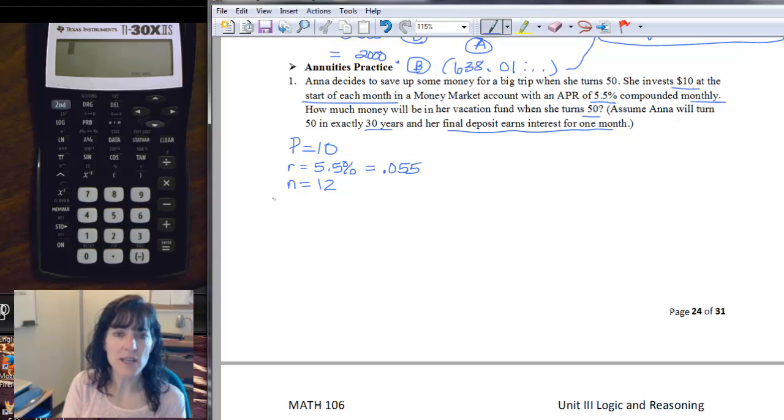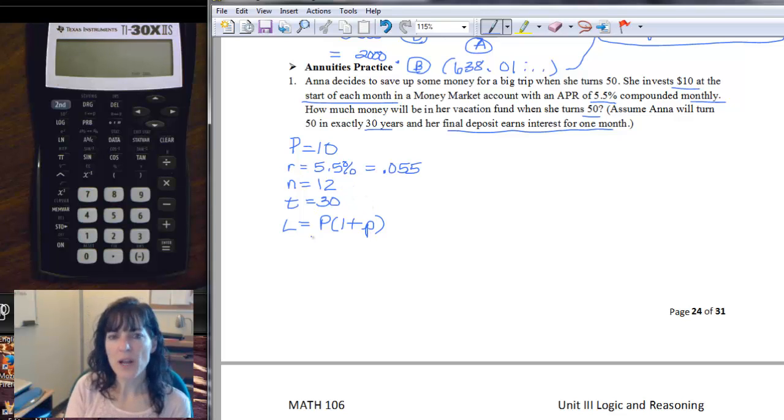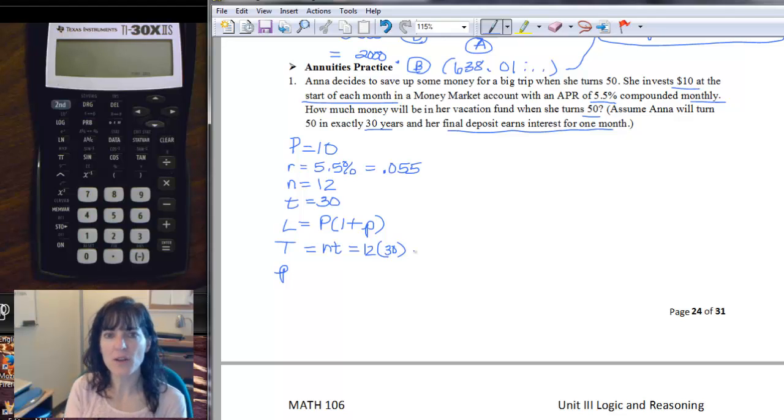And then it says it'll be in exactly 30 years, so I know my little t is 30, and her final deposit earns interest for 1 month. So that means my L is going to have to be P times the quantity 1 plus little p. That's from our formula. So I think that's all I know, and I need to find still the capital T and the little p. So capital T, remember, is N times t, and N was the number of compoundings, which was 12, and the little t, the number of years, was 30 because she was going to do this for exactly 30 years. And when we multiply those, we get 360.